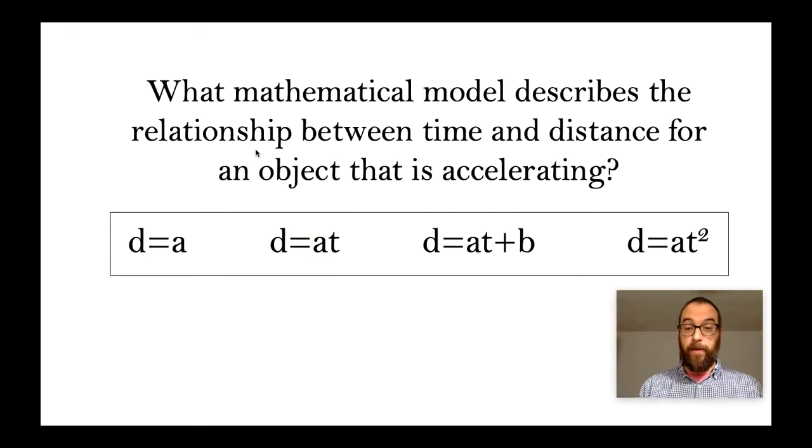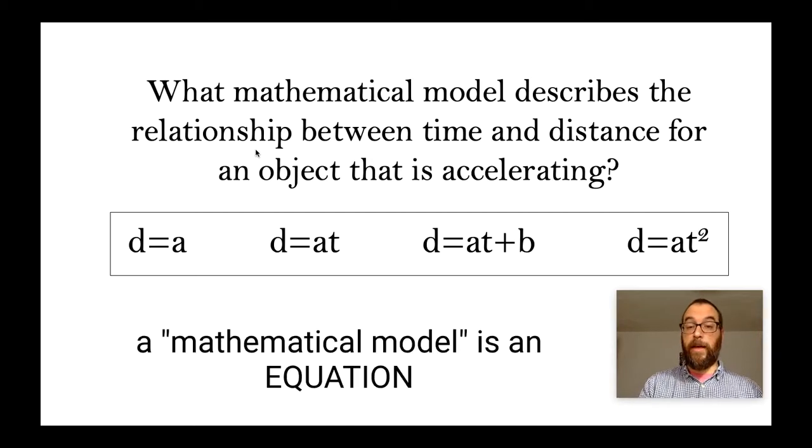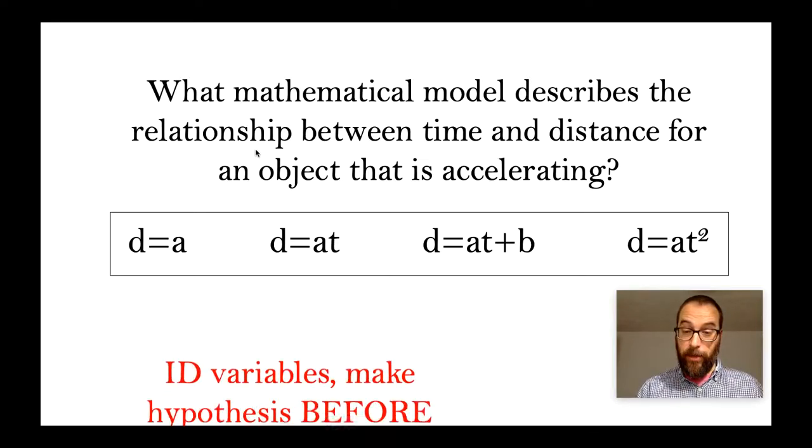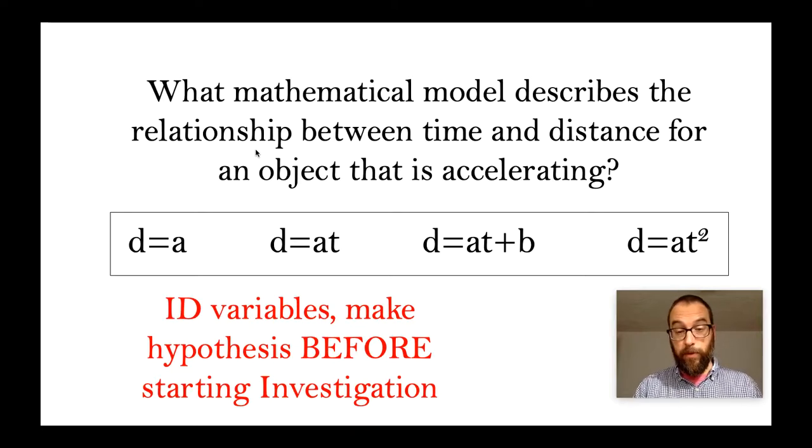Okay. He was asking the same question you're going to be asking. What mathematical model describes the relationship between time and distance for an object that is accelerating? Now, here's a bunch of potential models showing the relationship between distance and time. As part of getting ready for this, you're going to complete your investigation handout, which involves identifying your variables and then making a hypothesis. Which one of these models do you think will represent the relationship between distance and time? Once you've got that done, then you're ready to collect data.